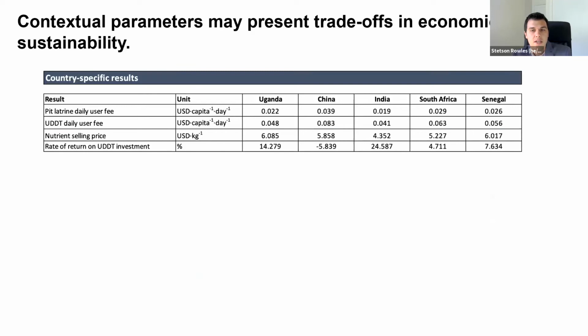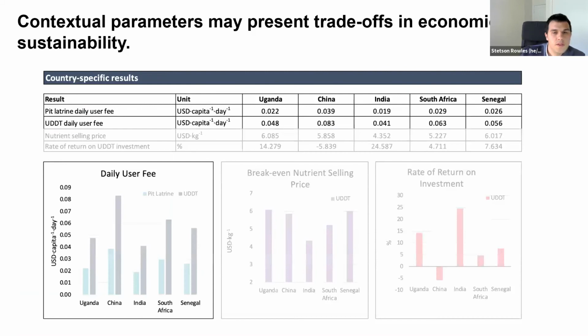Now looking at the country-specific results, these are listed under the results tab and they're on the left. You can see a table of the results listed here, and we're going to just go through them one by one. The first is daily user fee. And in the graph that's generated, you can see along the abscissa the names of the countries, and then along the ordinate is that daily user fee. And pit latrines are shown in light blue, and then the dark blue is the UDDTs.